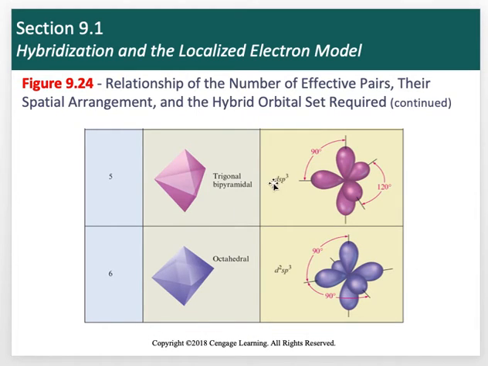Trigonal bipyramidal, dsp3. 5 groups: 1 from the d, 1 from the s, that's 2, plus 3 more from the p. Octahedral is 6 groups. Sorry, it was 2 from the d, 1 from the s, 3 from the p, for a total of 6.